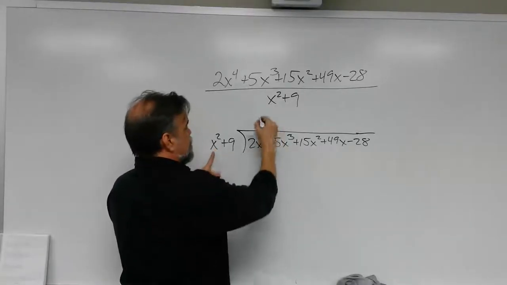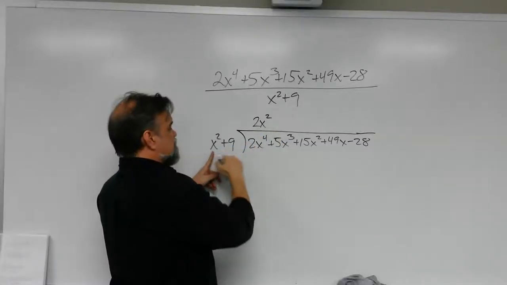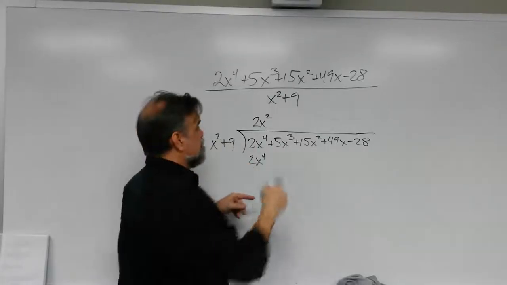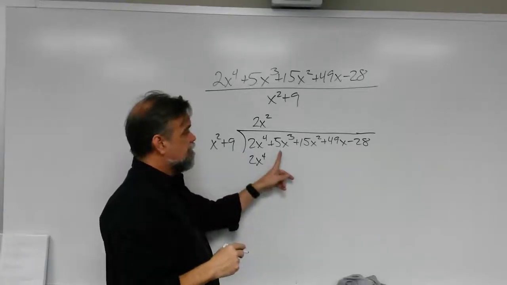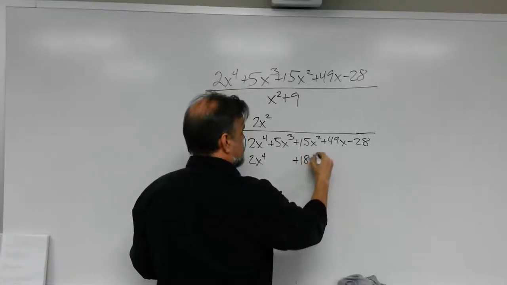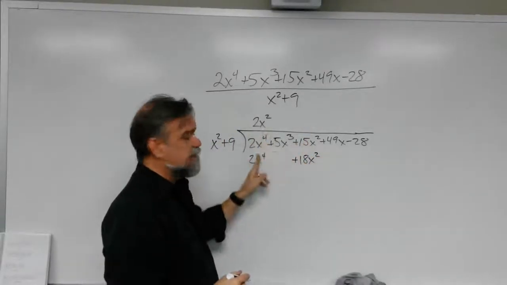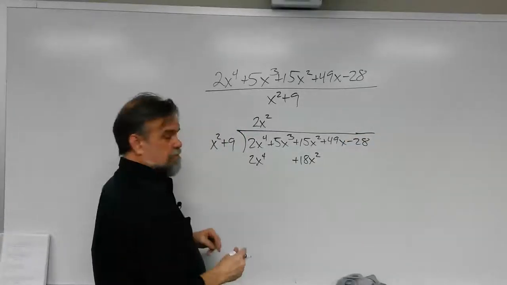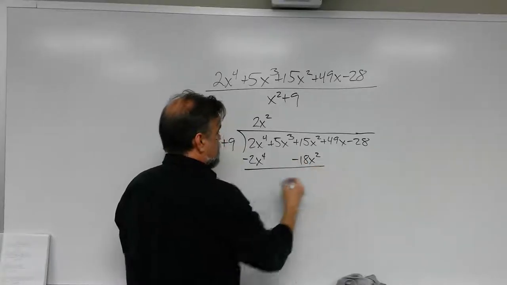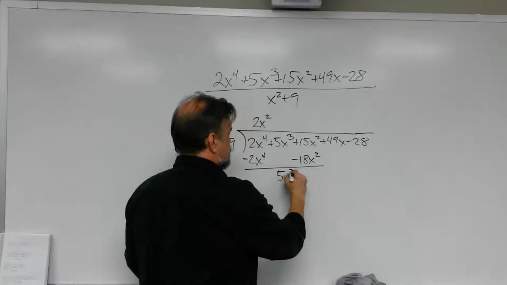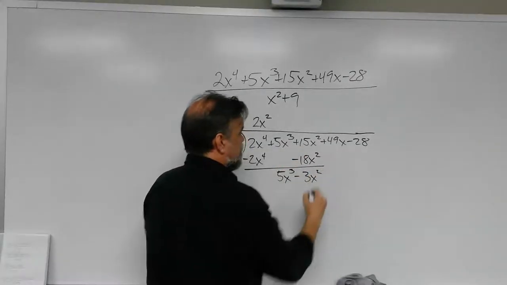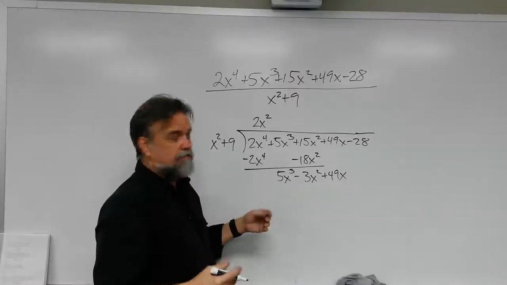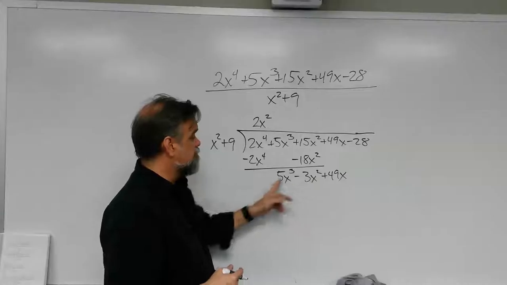x squared goes into 2x to the fourth, 2x squared times, because 2x squared times x squared is 2x to the fourth. Now I'm going to do 2x squared times 9, and I have to be careful, again, because of the place value. 2x squared times 9 is 18x squared. Don't put it there. Put it here. Plus 18x squared, because I want my x squareds to be over each other. All right? So x to the fourth here, x to the third here, x squared here, x, and constant. Again, change the sign and add them up. And this gets dropped down, 5x cubed, and then I have minus 3x squared, and remember to drop down one more, plus 49x. So I actually end up with a trinomial here. Well, that's not unusual, and don't be alarmed by it. Frequently we have trinomials when we have quadratic functions.